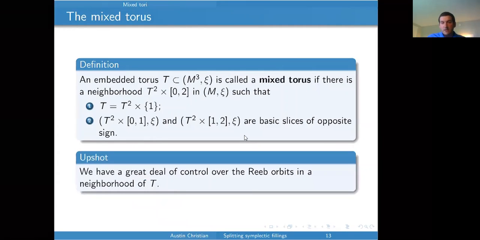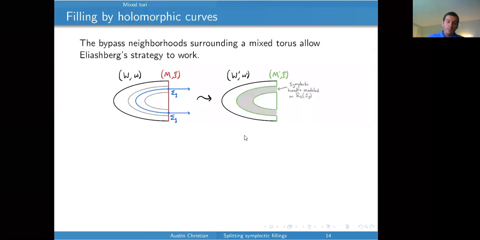So why is that the definition? Well, we choose that as the definition because it gives us a lot of control over the Reeb orbits that appear in a neighborhood of T. So that's precisely what's going to make Eliashberg's strategy work when proving this result, this JSJ decomposition.